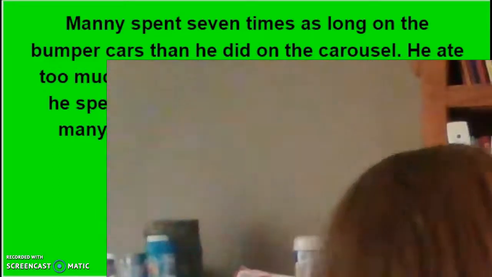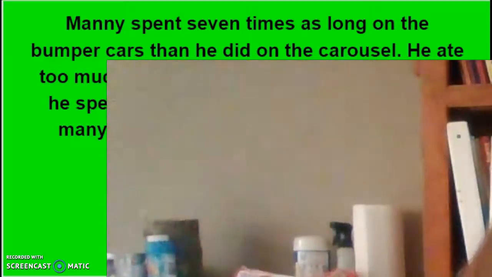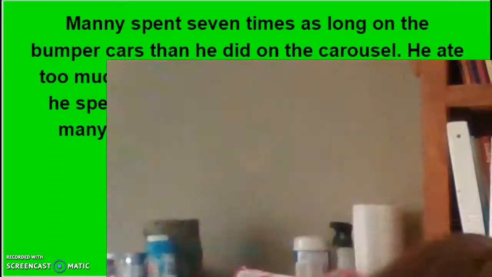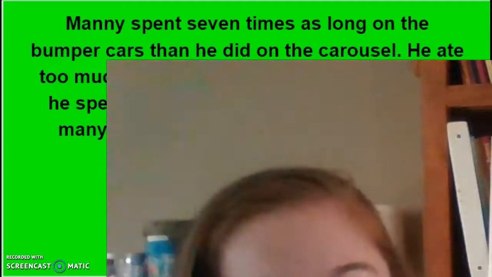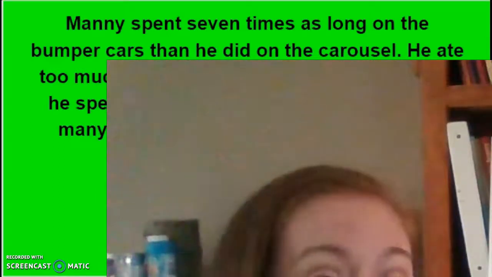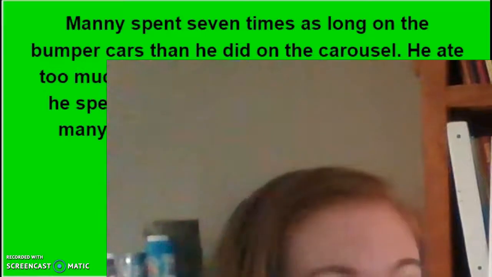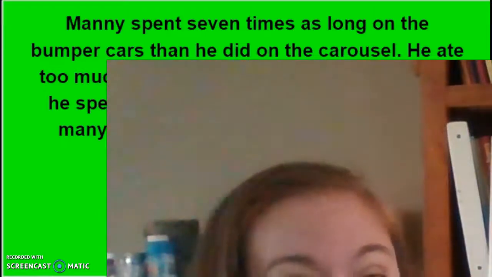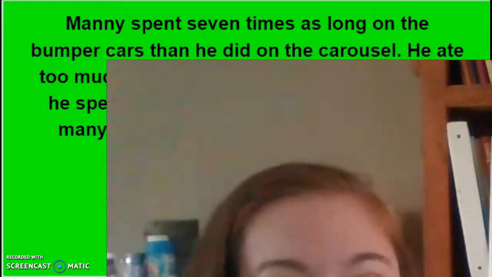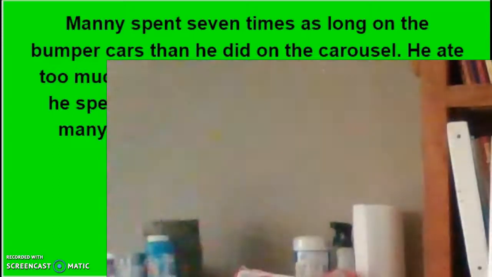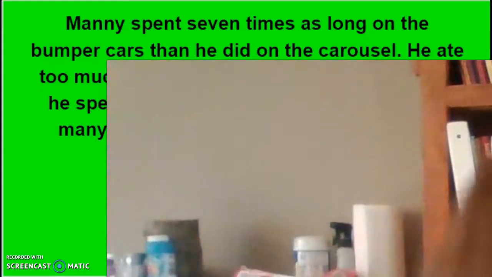So let's figure out our bumper cars. So 9 times 7 is 63. You could do 7 times 10, which is 70. Take out a 7, and that'll bring you down to 63. So he spent 63 minutes on the bumper cars.